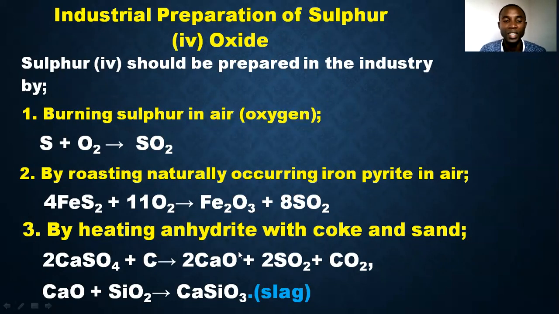The next one is by heating anhydrite, calcium sulfate, with coke. Coke is carbon, and when it's heated, it will produce calcium oxide and sulfur oxide. This is our point, what we want to produce. But this calcium oxide can further be heated with sand in order to produce slag. Slag is an impurity in a molten form, which will be collected out. All right, that is the way in which it's being produced in the industry.